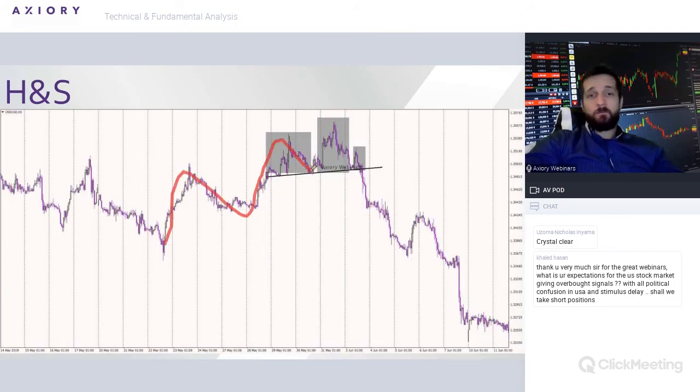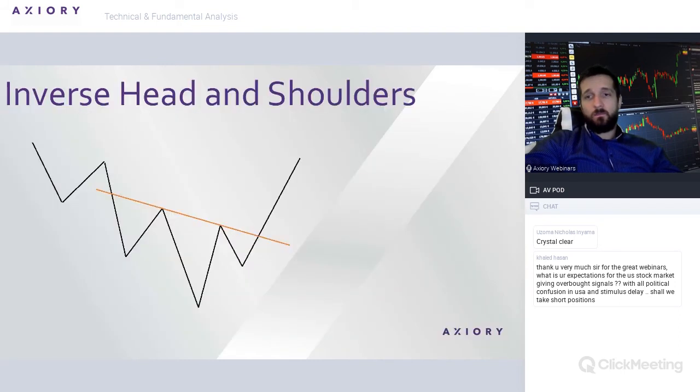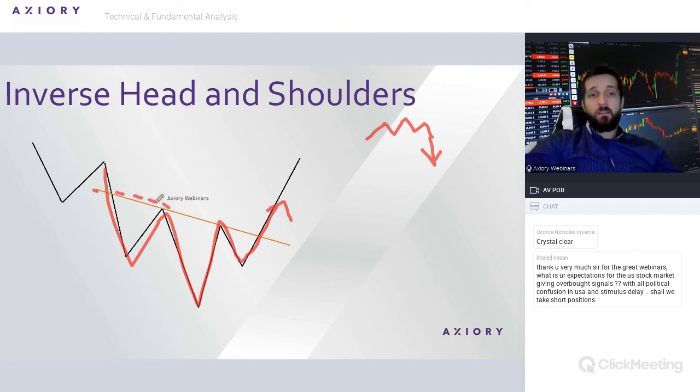Upswing, beautiful head and shoulders formation, breakout of the neckline, and a sell signal, beautiful. Another one. It goes both ways, right? So you had a head and shoulders pattern which was promoting a downswing, and you have an inverse head and shoulders formation which is promoting an upswing. Here is the neckline of this formation and an upswing.